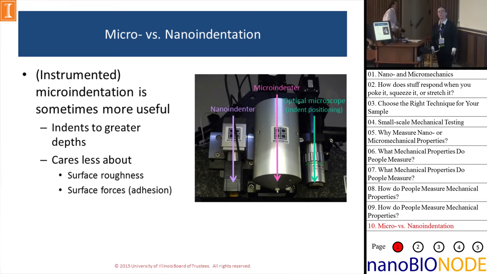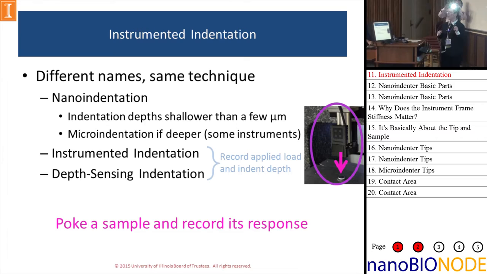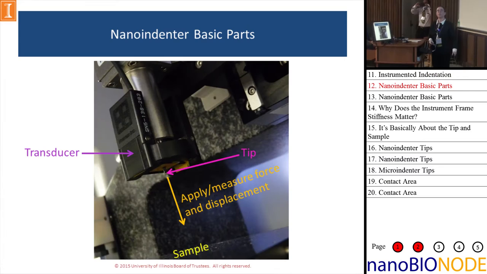Both nanoindentation and microindentation are examples of instrumented or depth sensing indentation. This is in contrast to the mechanical testing method since ancient times, where you would do hardness testing by just stabbing something diamond into something else and seeing the size of the residual imprint. Here we're recording the force that we're applying, and we're recording the depth to which you're lowering your tip. So you're poking a sample, and you're recording its response as you lower and raise the tip. This is a picture of the nanoindenter I have in my lab.